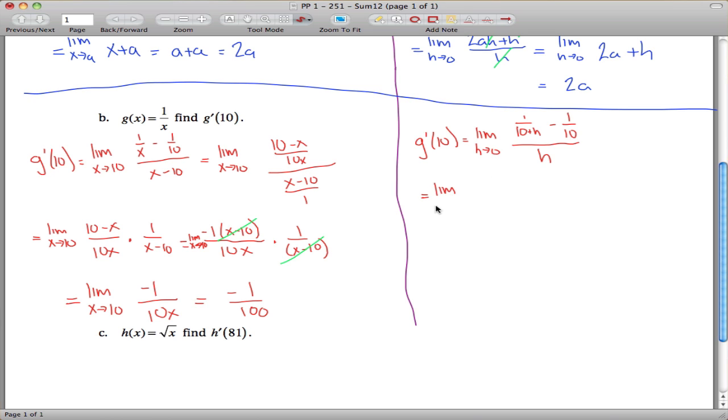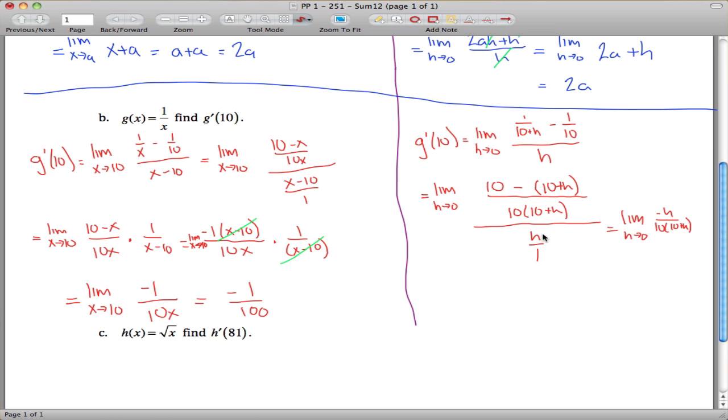This is equal to the limit as h approaches 0. We need a common denominator here. Multiply this side by 10 over 10, this by 10 plus h over 10 plus h, and you get 10 minus 10 plus h divided by 10 times 10 plus h, all divided by h over 1. And this is the limit as h approaches 0. Let's see, 10 minus 10 plus h is negative h. And that's divided by 10 times 10 plus h.